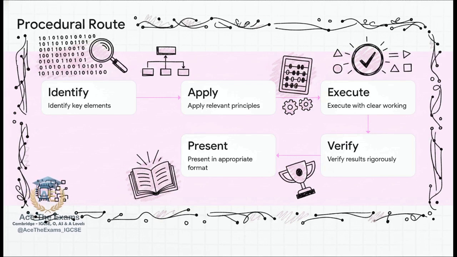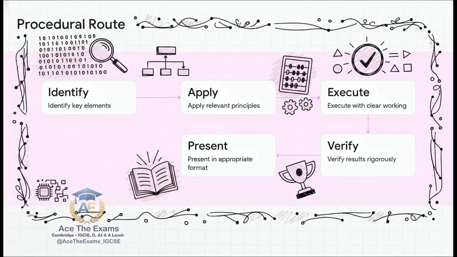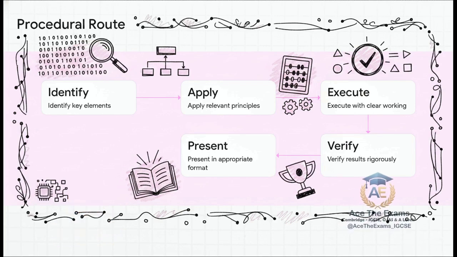Step 2. Apply relevant principles. Select the correct place values. You have to ask yourself, are you using an 8-bit or a 16-bit register? Is this unsigned, or is it sign and magnitude? Step 3. Execute the analysis with clear, visible working. This is your step-by-step grouping of bits or your repeated division by 16 for hex. Do not skip this.